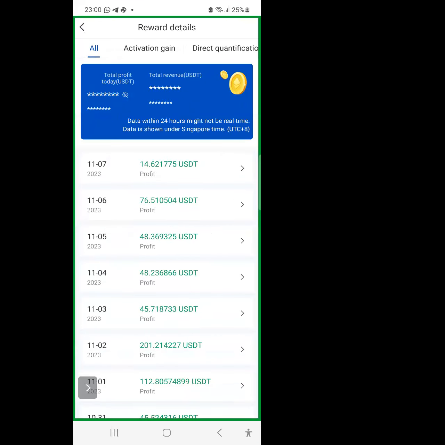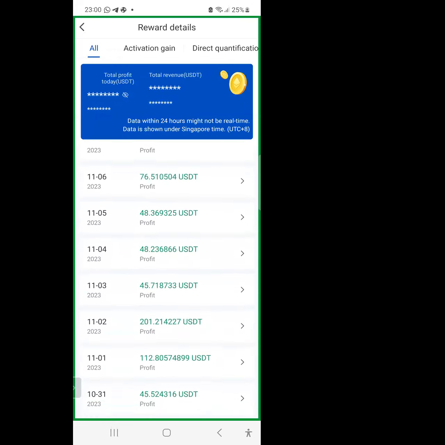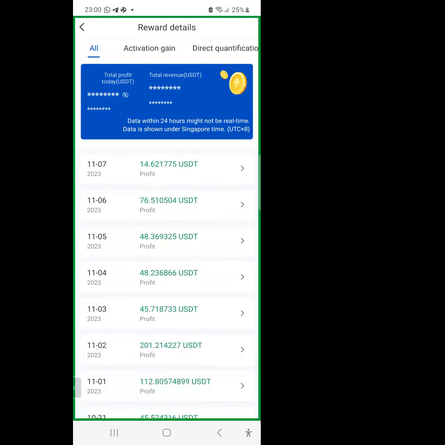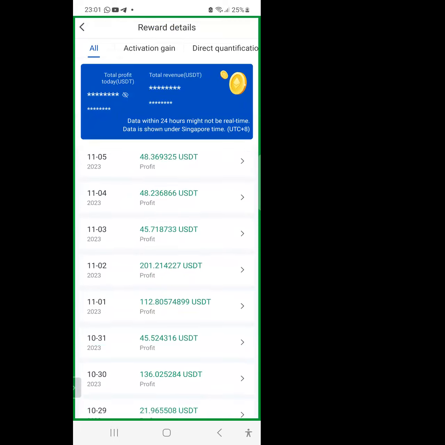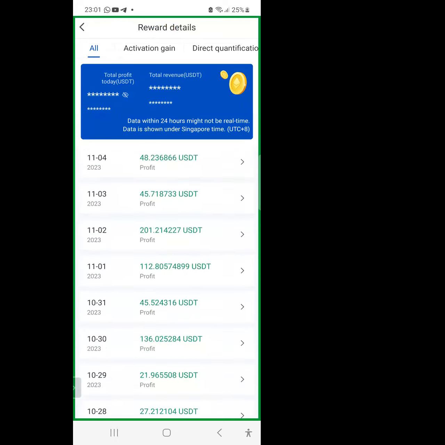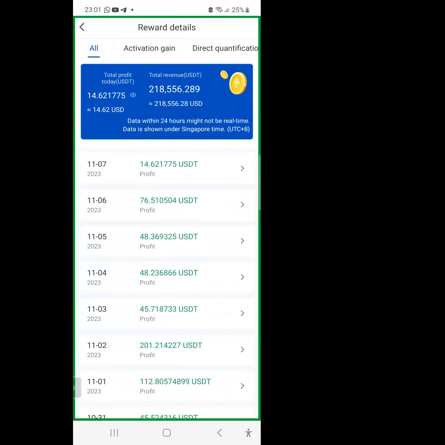Since I started in 2021, there's no day I've not made money. You can see today, we are in tomorrow already, $14. Today we call yesterday in Singapore time. I made $76, $48, $48, $45, $200, around $12. When I look at the total income, it's around $18,056.